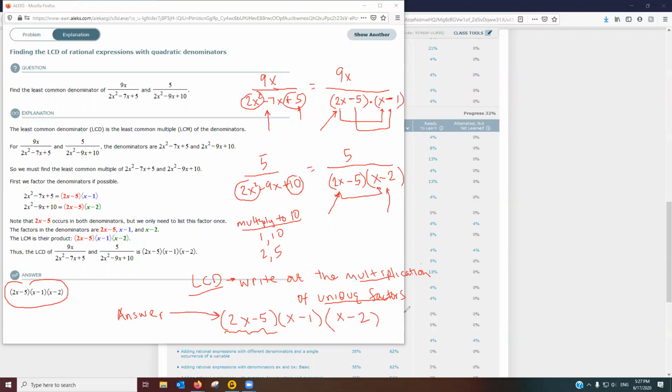And again, if they had asked me to add these fractions, which they didn't do here, we'll do an example of that in a second, but if they had asked me to add these fractions, I could not add as is because these denominators are different. I would first have to change each one of these fractions to an equivalent fraction with the same denominator, and this would be the least common denominator that I'd be using. And I would have to change each one of the starting fractions to be a fraction with this least common denominator.